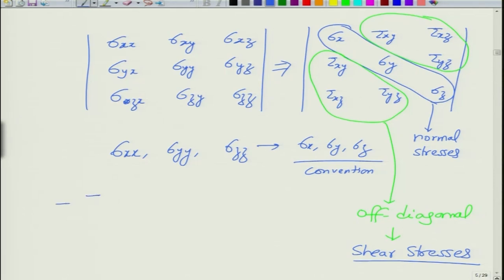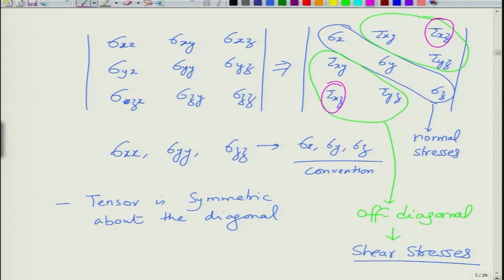So, basically we can say the tensor is symmetric about the diagonal, and that we can see because this corresponds to this, this corresponds to this, and this corresponds to that. So, these two are connected to each other, similar to each other. Since they are similar to each other, these off diagonal components, which are shear stresses, are symmetric. So, this is just the definition of what is the stress and strain in the vectorial notation, and how you write shear and normal stresses.